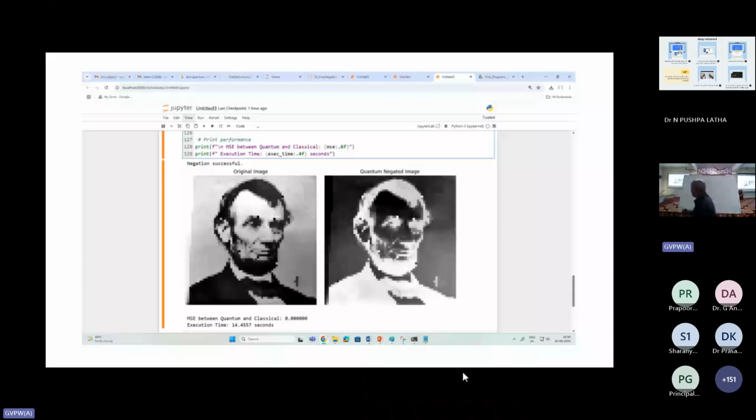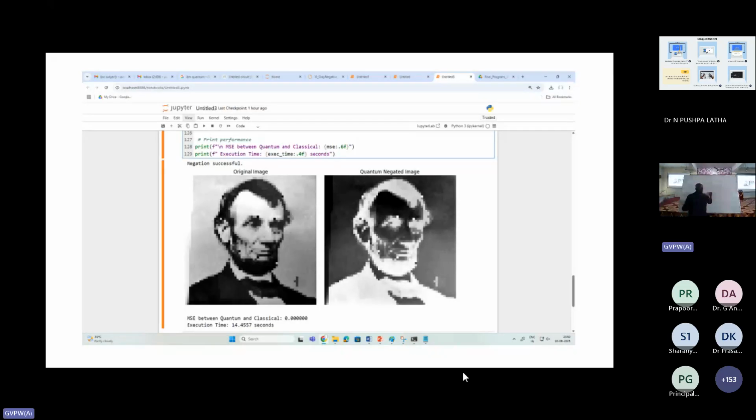Now is it a great program? Only one line of code actually. How do you write code for this? Simple. Two for loops, and B of ij equal to 255 minus A of ij. Only one line of code. With this, you will get it.